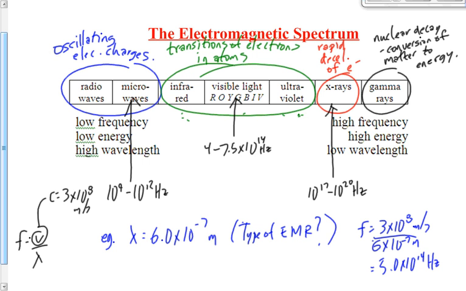What kind of EMR do we have? What kind of EMR is it? Visible light. So there's 4 frequencies that we didn't memorize, and 7 wavelengths that we didn't memorize, but yet we got a wavelength, we converted it to frequency, and we still determined what kind of EMR it is.